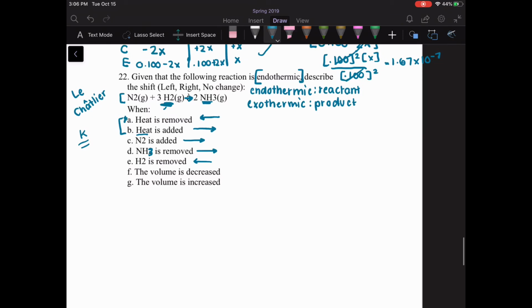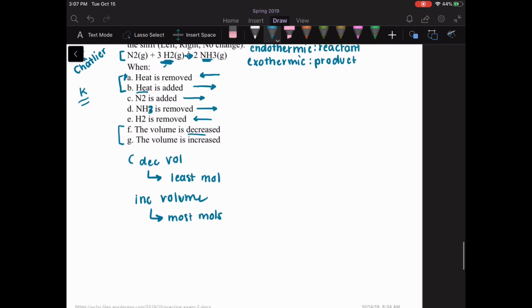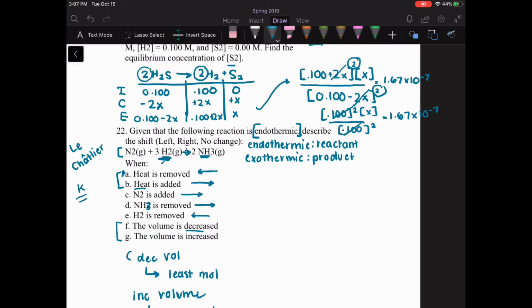So now F and G come into the concepts of how pressure and volume affect Le Chatelier's principle. So volume has the tendency to go where the least or most moles is, depending on what you do. So if I decrease volume, I'm going to go to the side with the least moles. And I do that by counting the coefficients in the molecules. So if I increase volume, I'm going to go to the side with the most moles. So if I decrease my volume and go to the side with the least moles, I'm going to count my reactants and products.